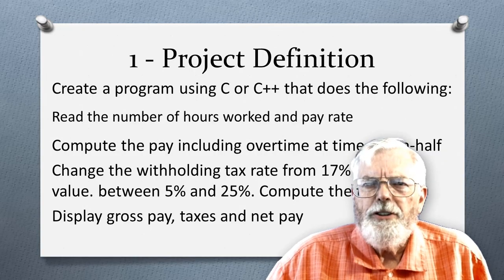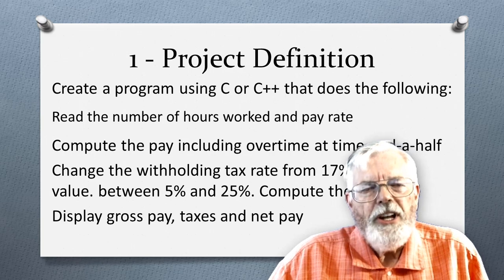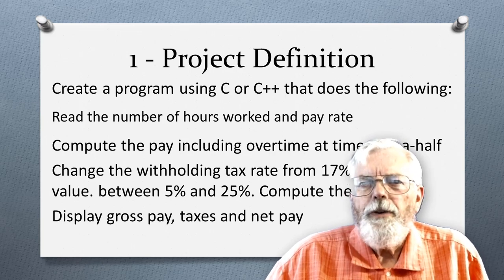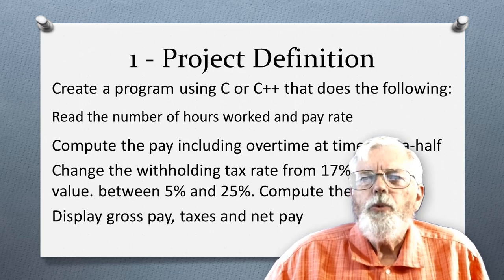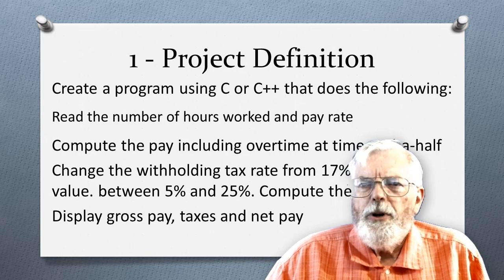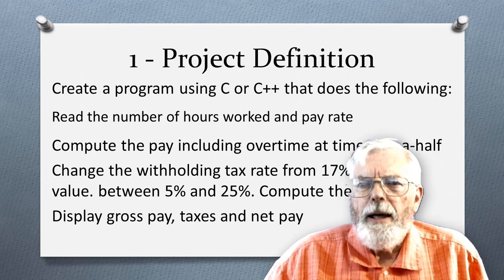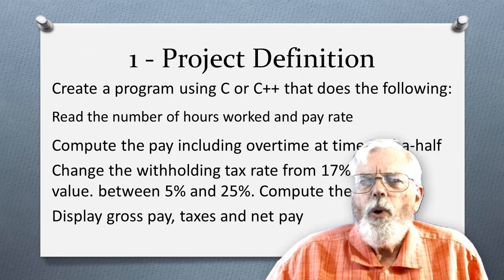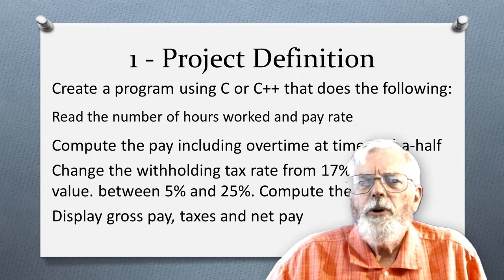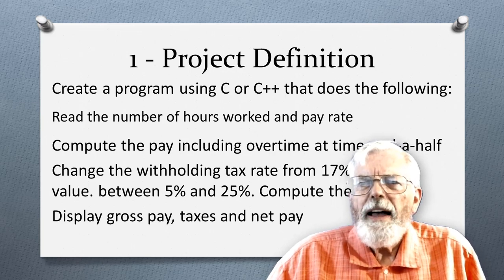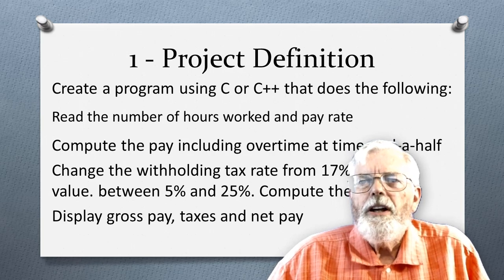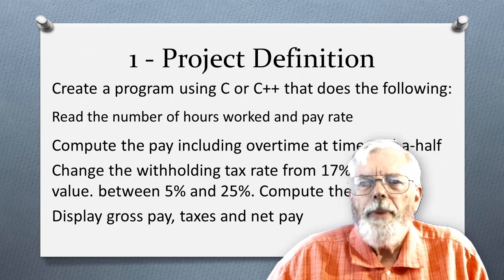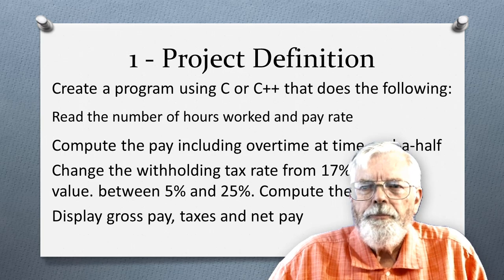Here's the project definition. Create a program using C or C++ that does the following. Read the number of hours worked and pay rate. Compute the pay, including overtime at time and a half. Change the withholding tax from 17% to a new value between 5% and 25%. Compute the taxes, display gross pay, taxes, and net pay.